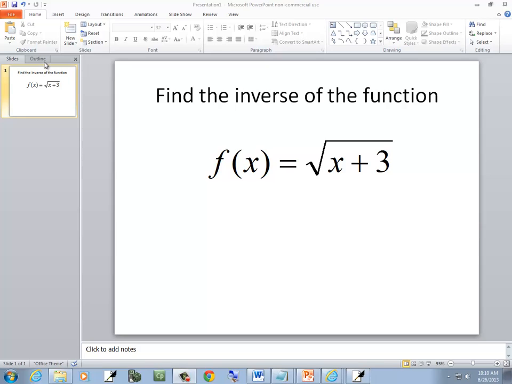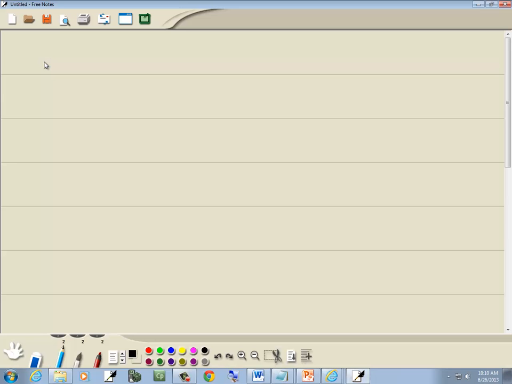In this problem, we want to find the inverse of this function. So we have f of x is equal to the square root of x plus 3. Our first step: replace f of x with y. So we have y is equal to the square root of x plus 3. Step 2: interchange x and y. So we have x is equal to the square root of y plus 3.